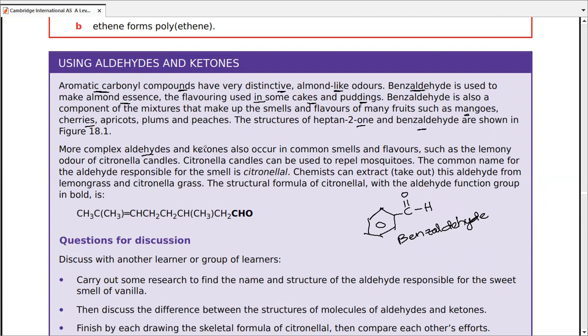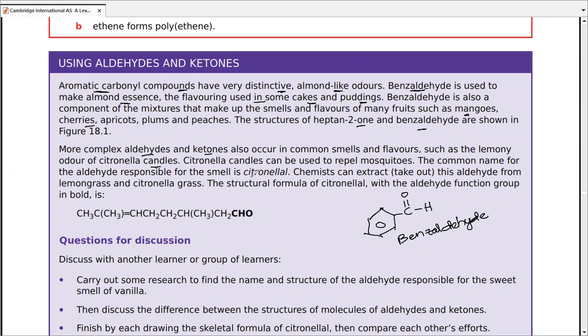More complex aldehydes and ketones occur in common smells and flavors, such as the lemony odor of citronella candles. The citronella candles can repel mosquitoes. It is commonly used in the areas where we have a lot of mosquitoes and a lot of diseases due to those mosquitoes. Now, mosquitoes are really scary these days because they can cause all kinds of bad diseases, including malaria, including dengue, and the list goes on.